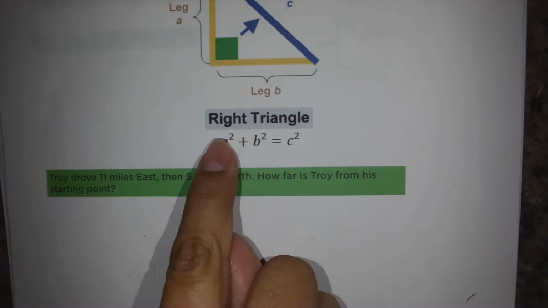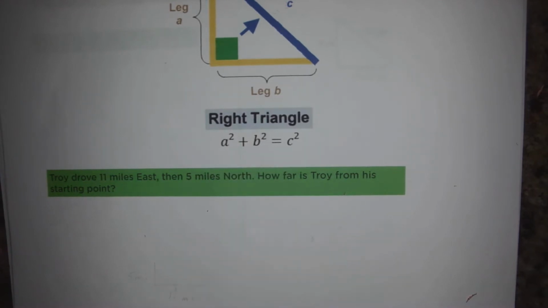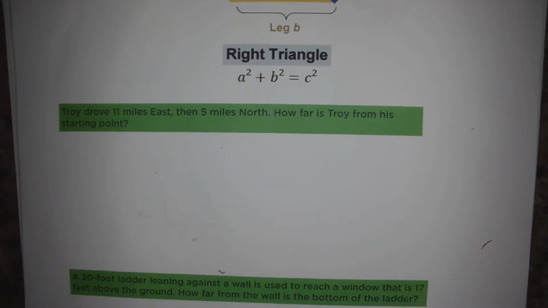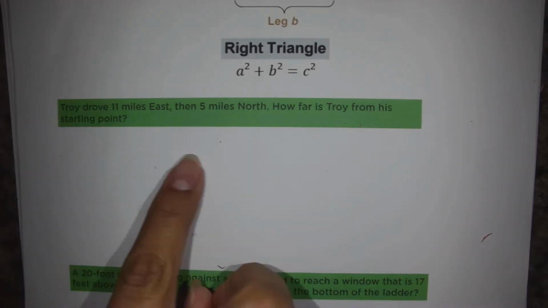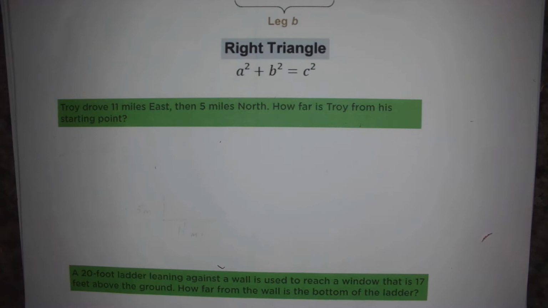Our Pythagorean theorem, a squared plus b squared equals c squared. That's what we're going to be using today. And then for this, we have our word problem. So we're going to chunk this so we get a better understanding. Whenever we have a word problem, we want to chunk.